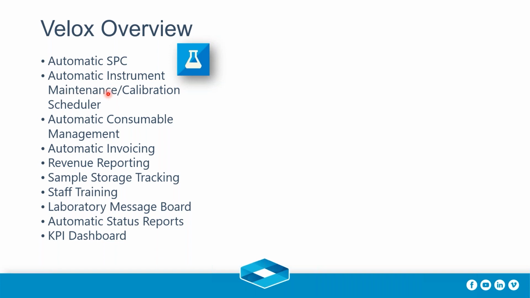Now, automatic instrument maintenance and calibration schedules: you can set instrument maintenance and calibrations, like balance or instrument calibrations that are required on a daily, monthly, yearly schedule. You can set those up and see the history of those, and a report can be produced when they are due.